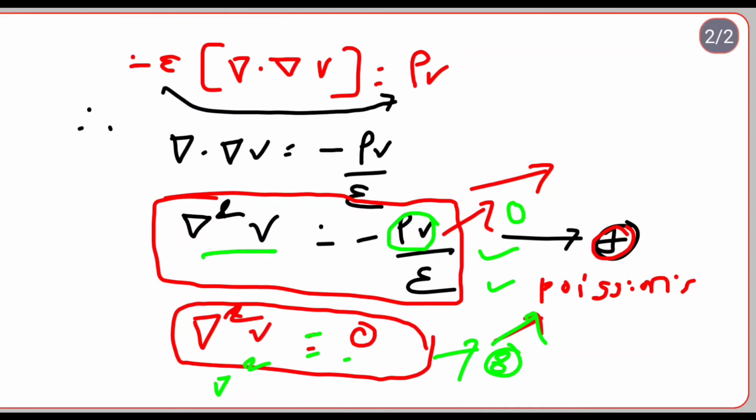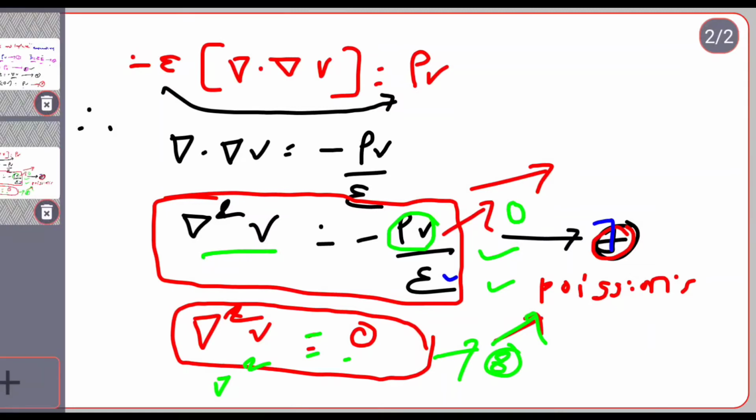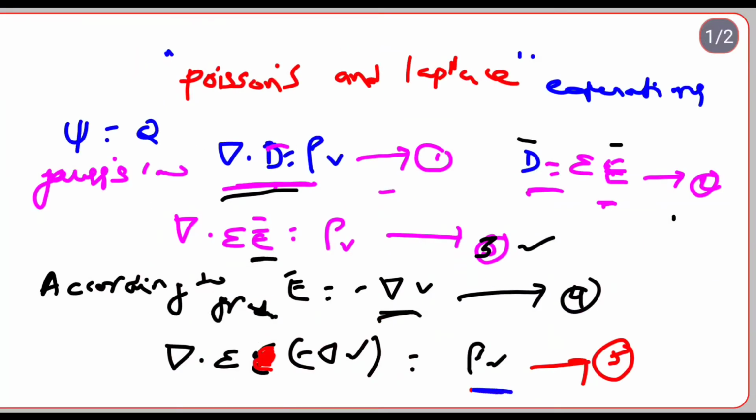Equation 7 is for a homogeneous medium for which epsilon, that is permittivity, is constant. But if epsilon is not constant, then the medium is an inhomogeneous medium. Equation 5 must be used as Poisson's equation for a non-homogeneous medium. This equation will be used.